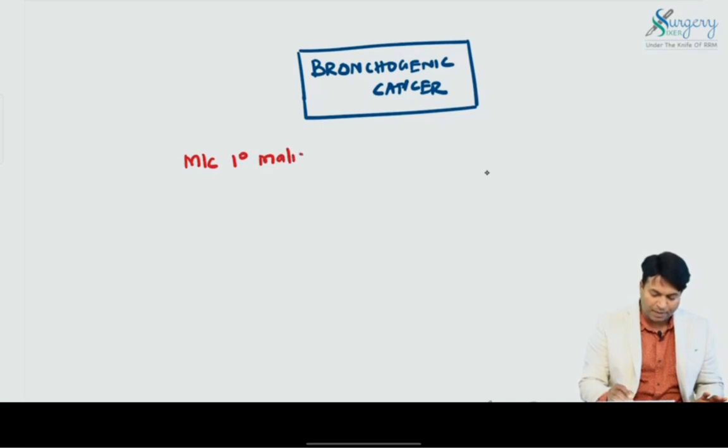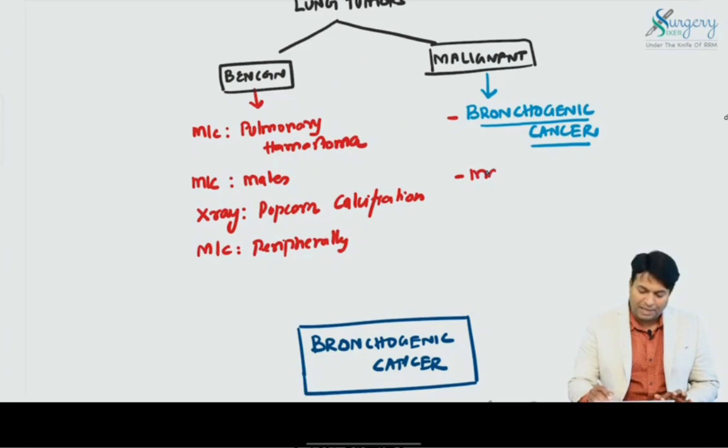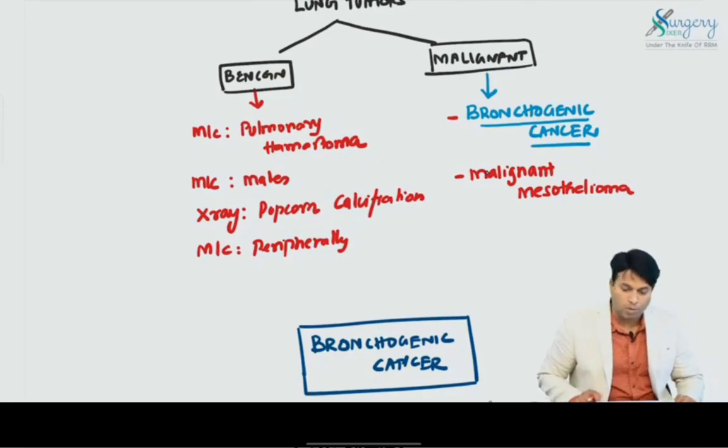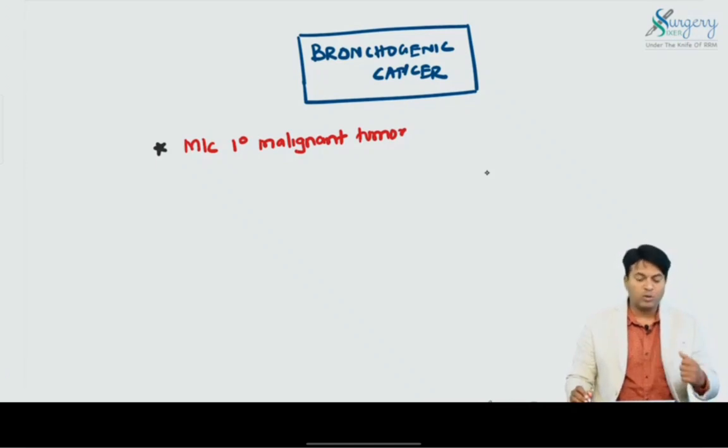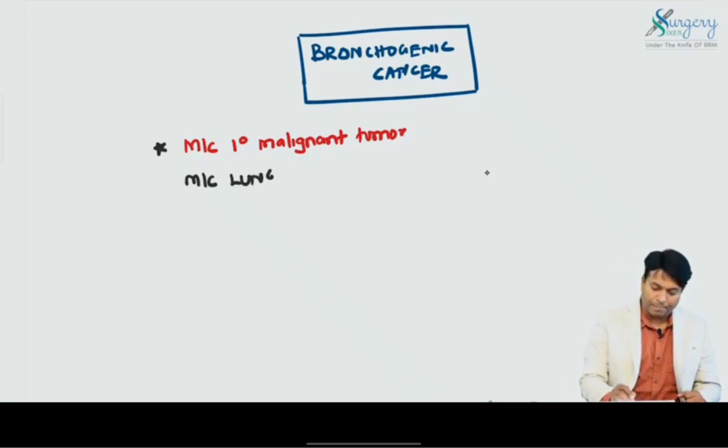So what is the other malignant tumor in the thorax? Apart from bronchogenic cancer, we have malignant mesothelioma. The other malignant tumor is malignant mesothelioma, arising from the pleura. So malignant mesothelioma and bronchogenic cancers are the two common malignant tumors. The most common primary malignant tumor in the mediastinum is bronchogenic cancer. It is most commonly seen in the lung.